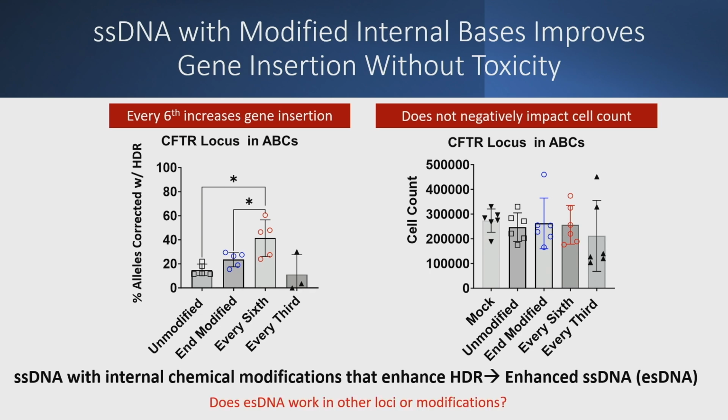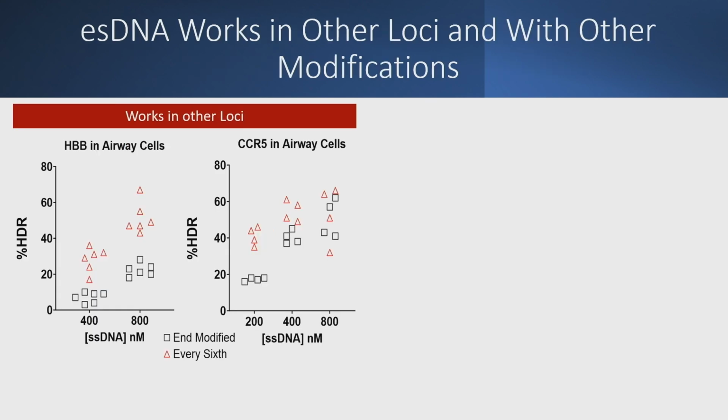So I've shown you CFTR. We wondered if this worked in other loci. And I've also shown you the phosphorothioate modification; we wondered if other chemical modifications worked as well. So we used our ES-DNA template to modify a region in HBB that is associated with sickle cell disease, and also the CCR5 locus, which is associated with HIV infection. And in both of these loci, the ES-DNA templates had higher gene insertion than the N-modified single-stranded DNA.